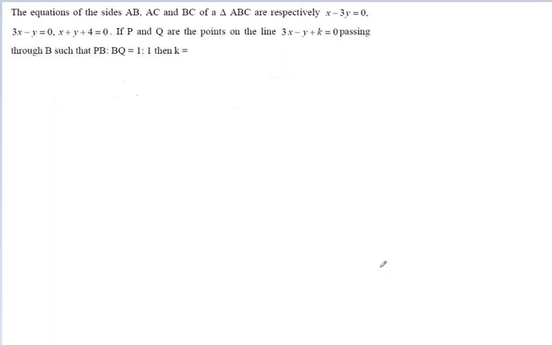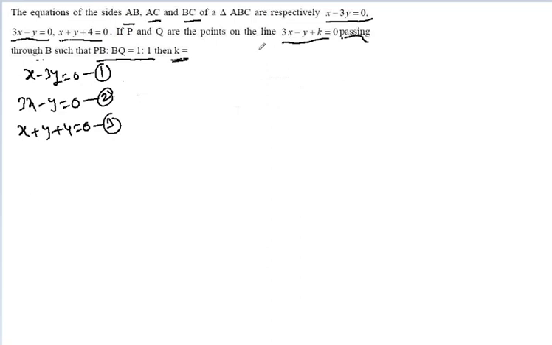Equations of the sides. The equations of the sides AB, AC and BC of a triangle ABC are x minus 3y equals 0, 3x minus y equals 0, and x plus y plus 4 equals 0. If P, Q are the points on the line 3x minus y plus k equals 0 passing through B such that PB : BQ equals 1 : 1, then the value of k is dash.